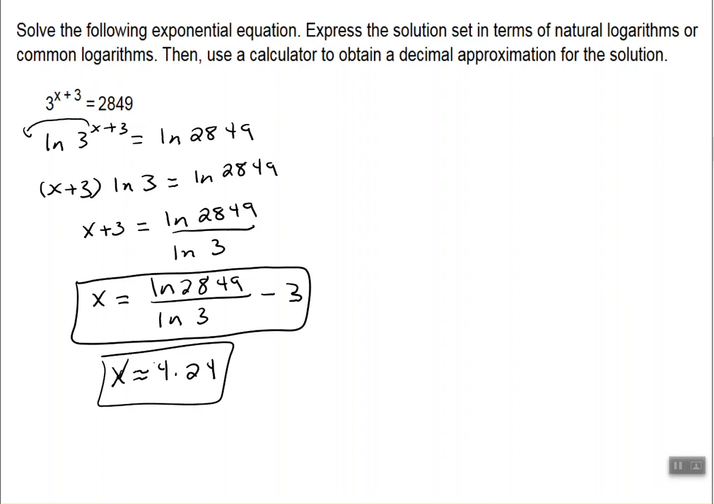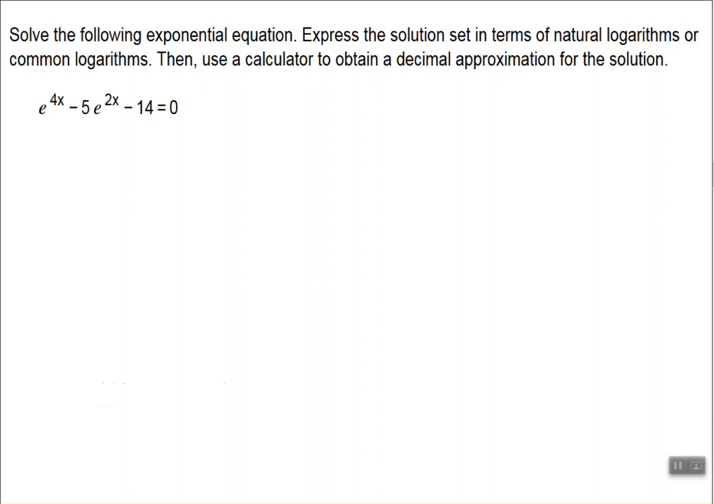All right, let's look at one more example in this video. In this one we have e to the power of 4x minus 5 times e to the power of 2x minus 14 equals 0. So we're going to have to use a little bit of our factoring methods here. So I know that factors of negative 14 that add up to negative 5 will be negative 7 and positive 2.